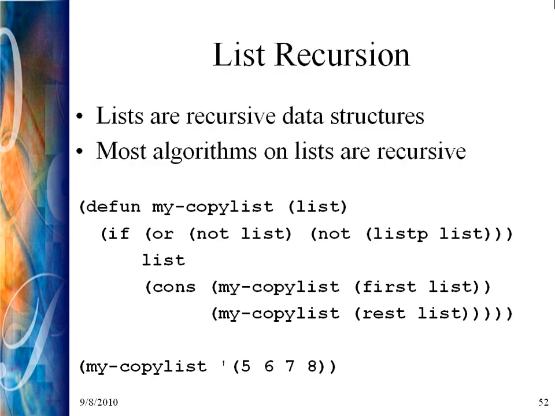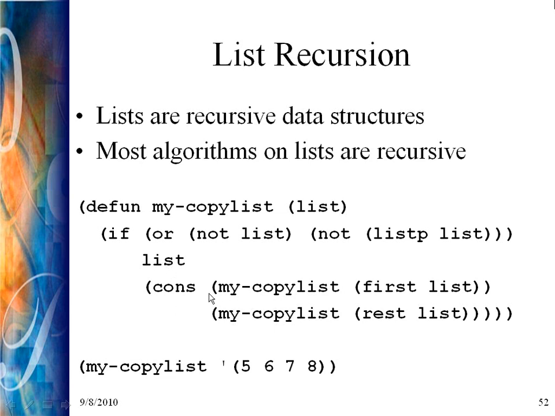Lists are data structures which are suitable for recursion. Here's a copy list. If it's a nil, that's what not list means. If list is nil, that returns true. Or if it's not a list, listp tests whether its argument is of type list. If it were a number, for example, that would fail. Then just return the list.